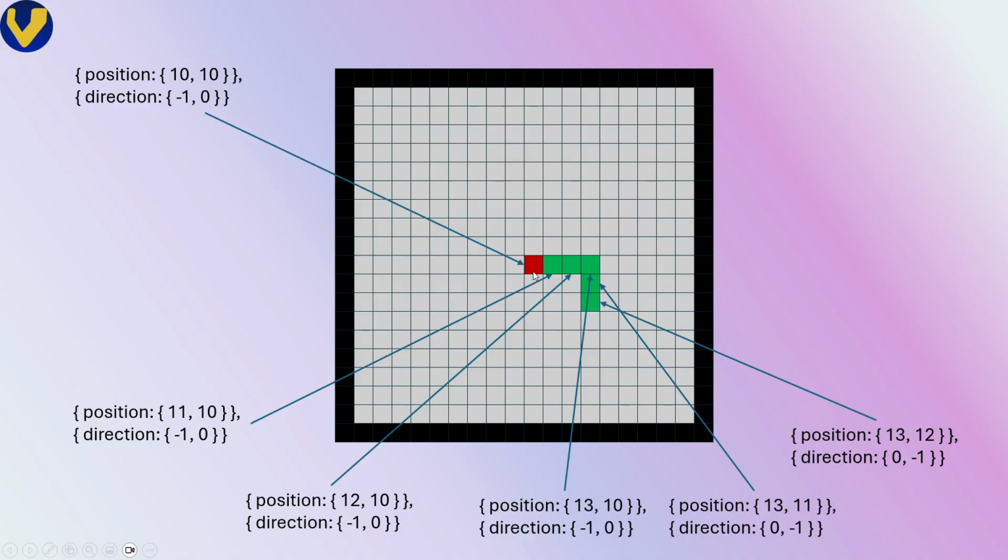So the head is right smack in the middle at 10, 10. It's got a direction of going to the left. Here's that fourth segment right there. It's going to be going up. And the reason it's going up is it's got to follow the segment before it. The segment before it is at position 13, 10. So with it at position 13, 11, it's got to go upwards. So that's why the direction vector is 0, -1. So each segment follows the segment before it. And when that happens, you get this once we apply a movement to it.